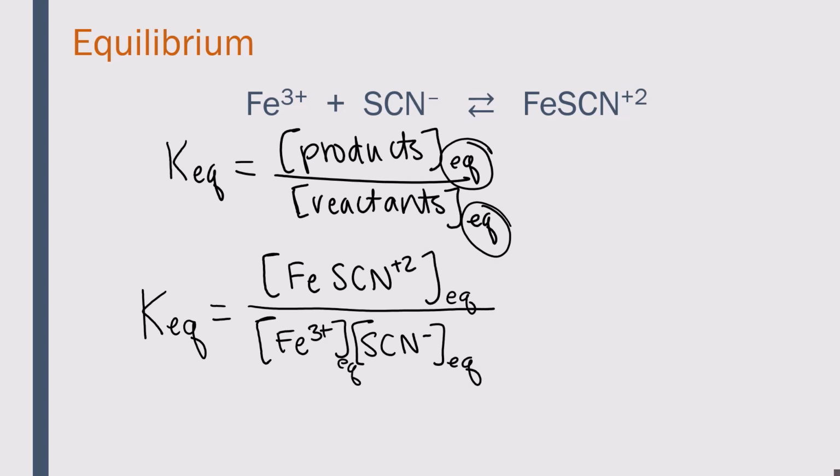So just like with K, the magnitude of KEQ means something. If KEQ is much greater than 1, which side of the reaction is being favored? Is it going to be the products or the reactants? We'll give you some thinking music.